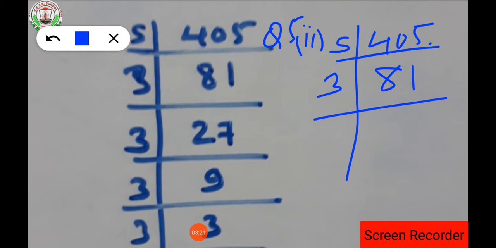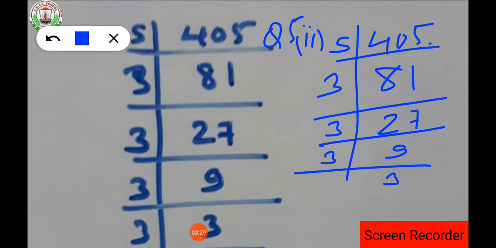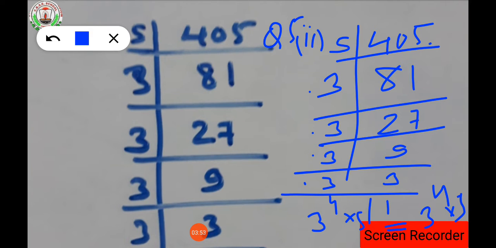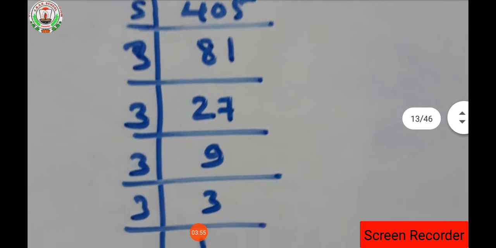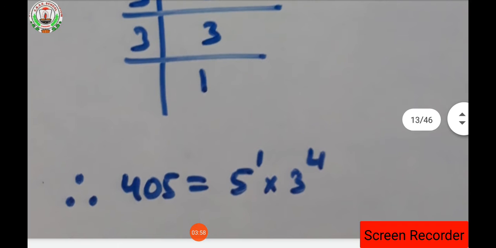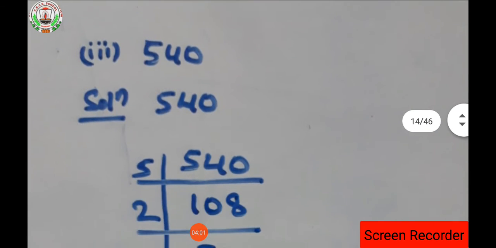Then 81 comes in the table of 3 how many times? 27. 27 comes in the table of 3 again 9 times. 9 comes in the table of 3, 3 times, and 3 comes in the table of 3 how many times? 1 time. So how do we write this? How many 3s are there? 1, 2, 3, 4. There are four 3s, so it can be written as 3 to the power 4 into 5 to the power 1. As I told you, power 1 does not have any value, so it can be written as 3 to the power 4 into 5. Clear? Have you understood? In this way you have to do the solutions.